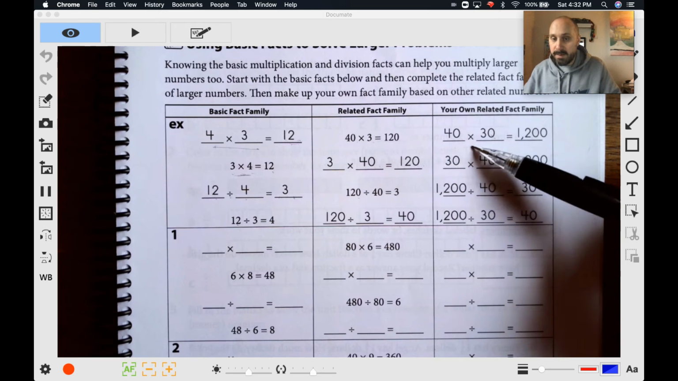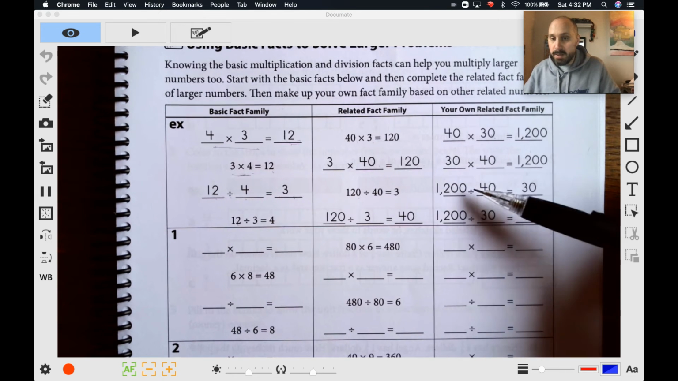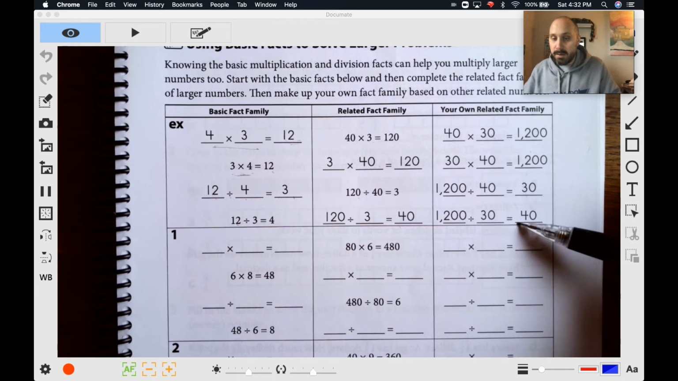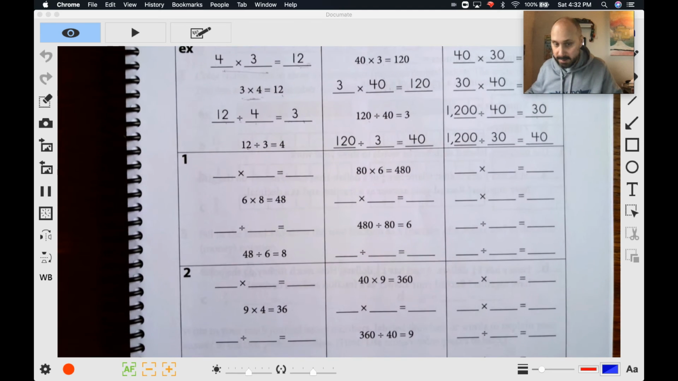So they said 40 times 30 is 1200. 30 times 40 is 1200. 1200 divided by 40 is 30. 1200 divided by 30 is 40. So they're just flipping it around, just making it a little bigger each time. So you can do that too.